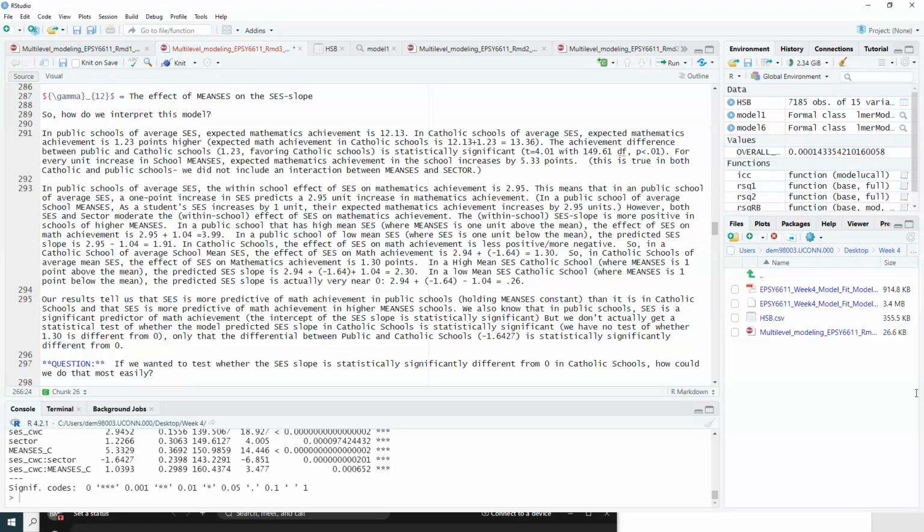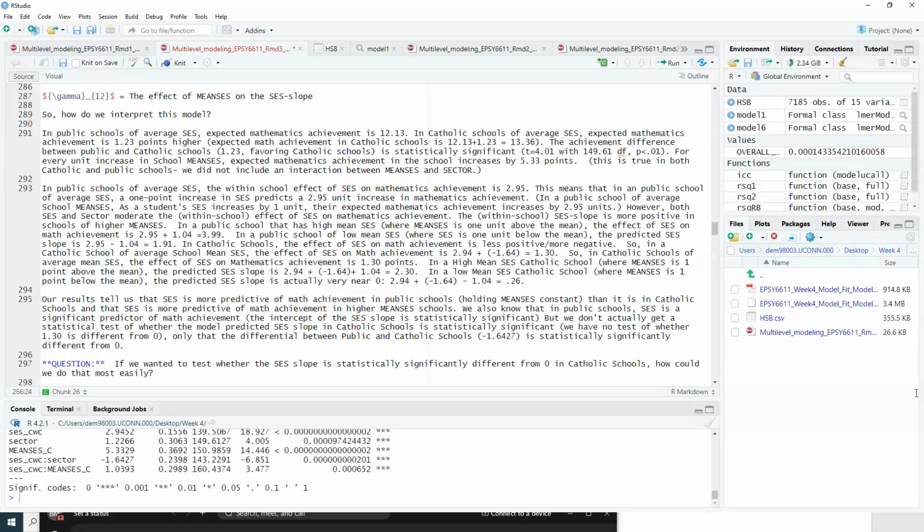So what would you do, by the way, if you wanted to test that for statistical significance? The easiest thing is to just re-dummy code your variables differently so that you actually get this as a parameter in your model.